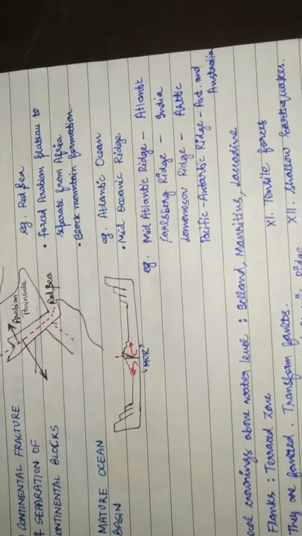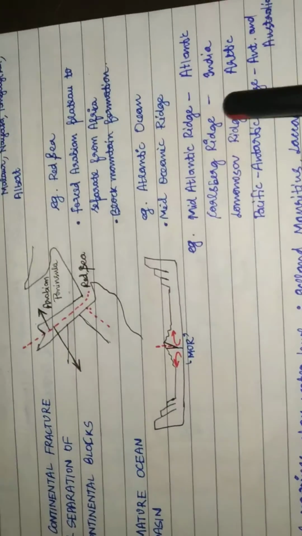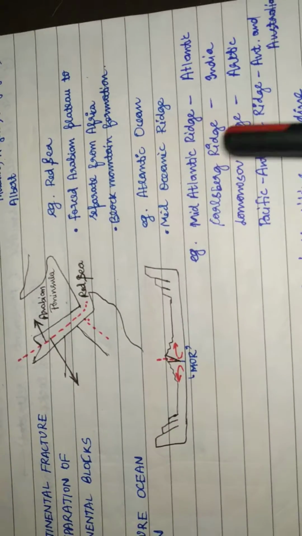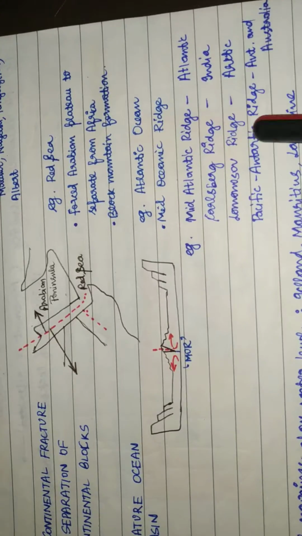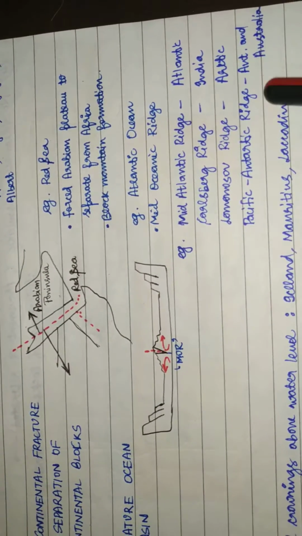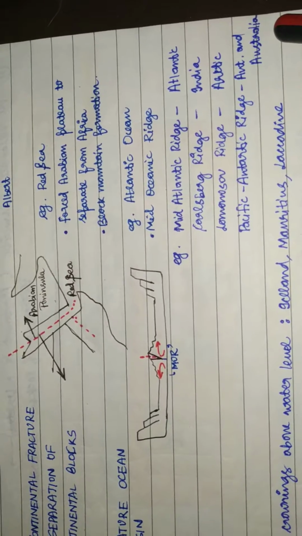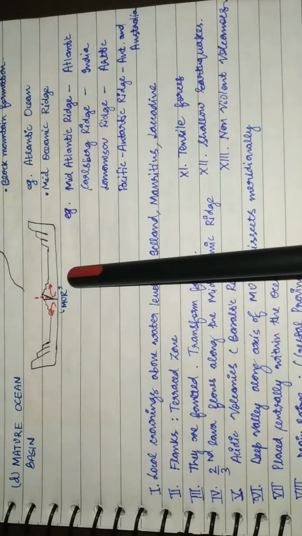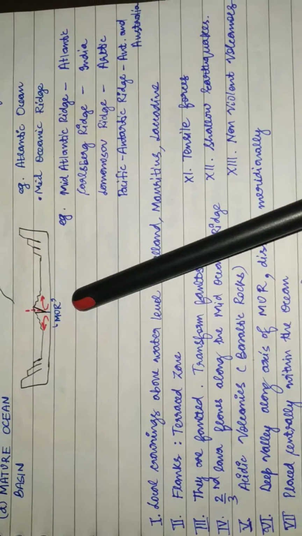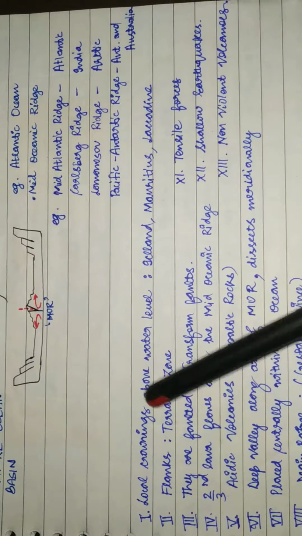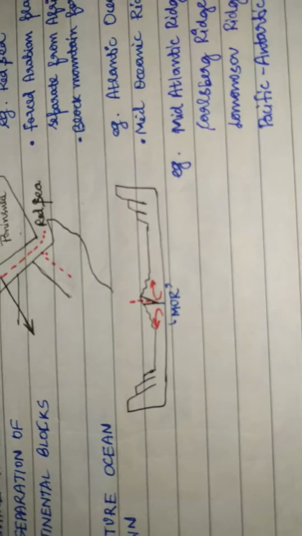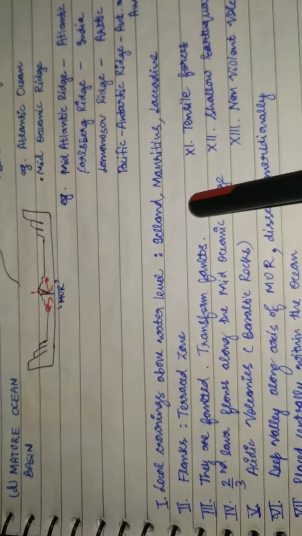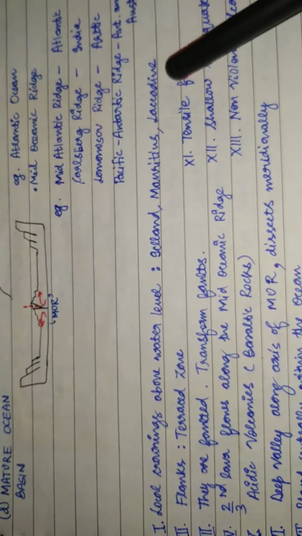Some of the examples of famous MORs: the most famous example is Mid-Atlantic Ridge in Atlantic Ocean, Carlsberg Ridge in Indian Ocean, Lomonosov Ridge in Arctic Ocean, and Pacific Antarctic Ridge in Antarctic and Australia. Now, there are many islands which have come into existence because of the local crowning, because when it goes above the sea level, many islands come into picture. For example, Iceland, Mauritius, Lakshadweep of India.